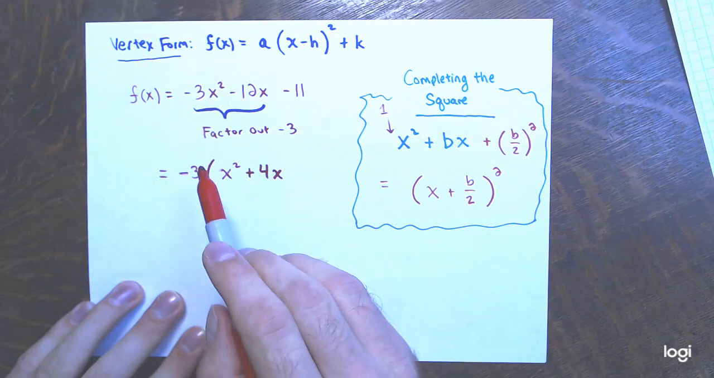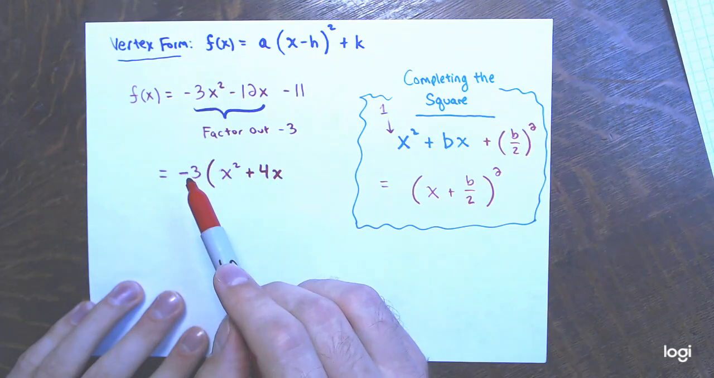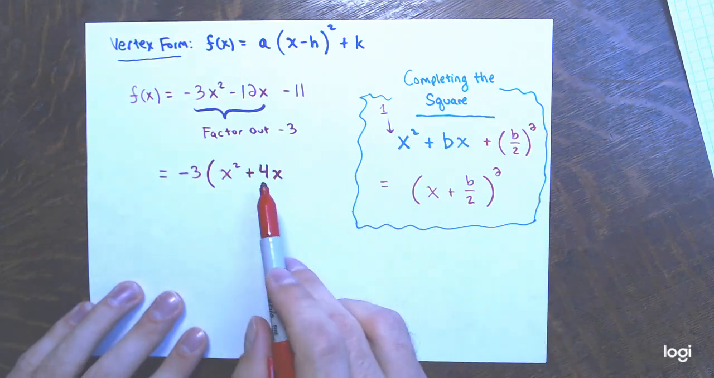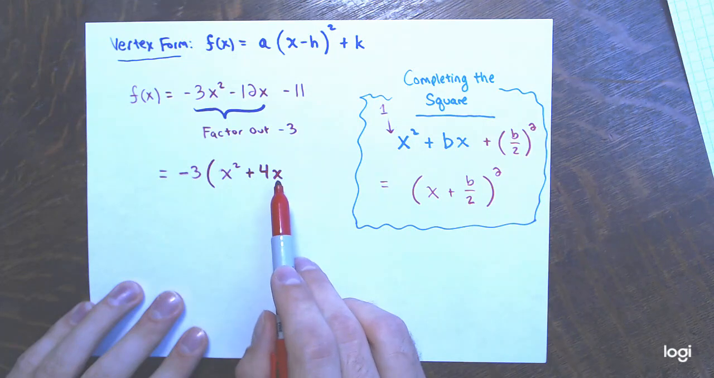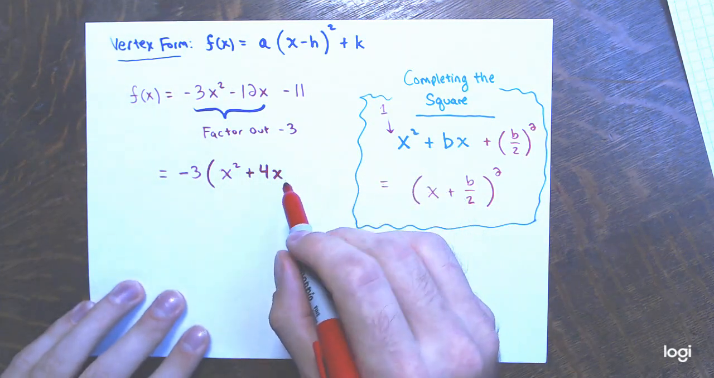Right? And you can double check by distributing, right? -3 times x squared would be -3x squared. -3 times positive 4x would be -12x. Alright, so now this x squared plus 4x in the parentheses here, I can complete the square on these.